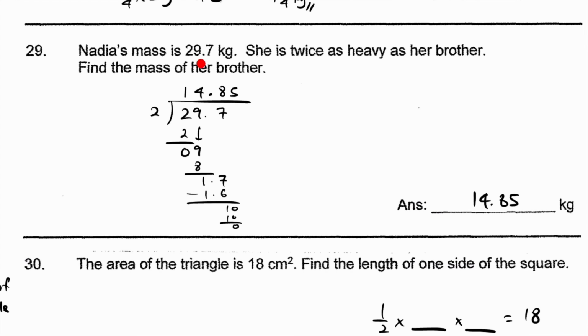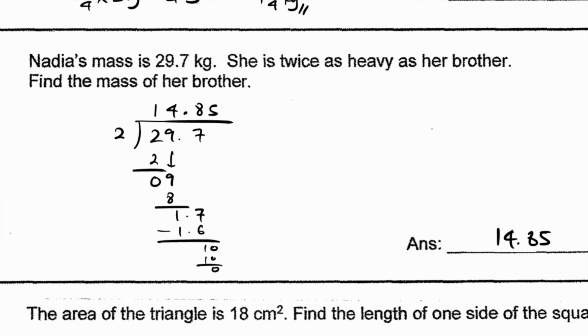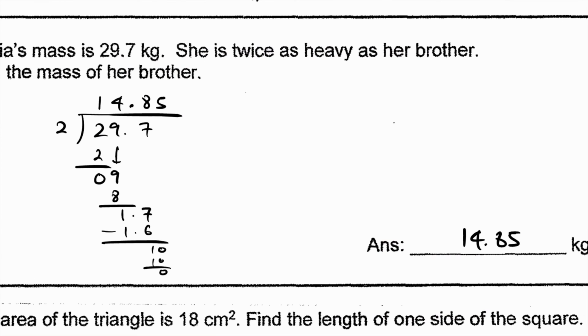Nadia's mass is this. She is twice as heavy as her brother. Hang on, she has 2 units. The brother has 1 unit. So the brother must be half of that. So we're going to half this, which is a division by 2. So make sure that your long division is done accurately, and you should get 14.85 kilograms.